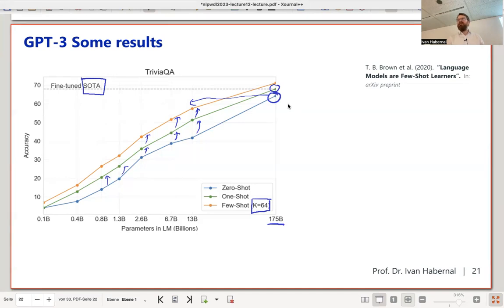That's cool, actually, because the size matters more than your training data or your fine-tuning data. Okay?